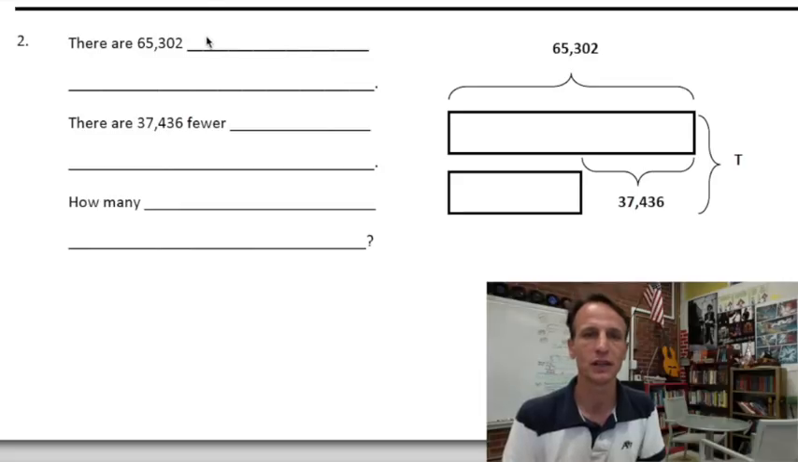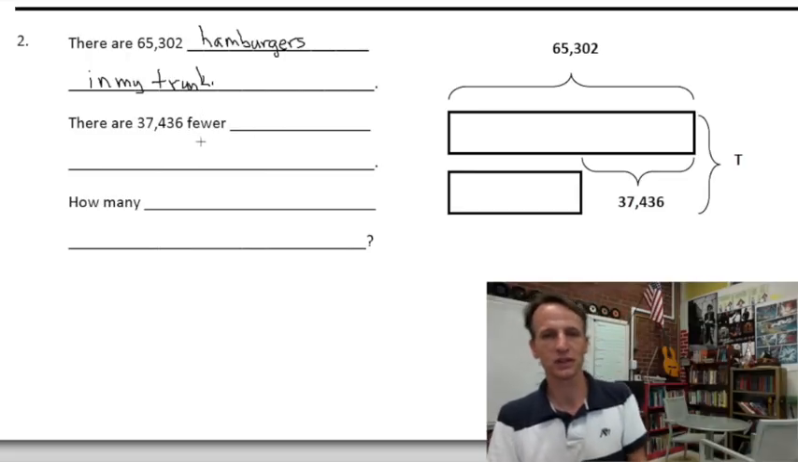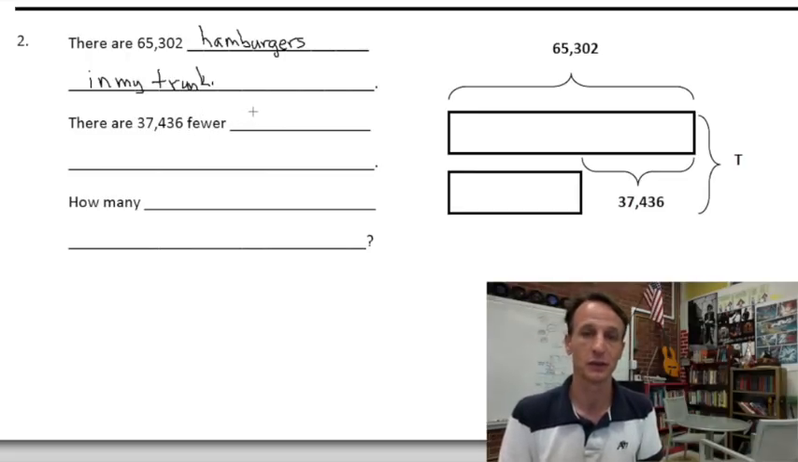I don't know. Hamburgers, 65,302 hamburgers. And where are they? They are in my trunk. Why not? There are 37,436 fewer, well, what goes with hamburgers, but hot dogs. In my back seat.